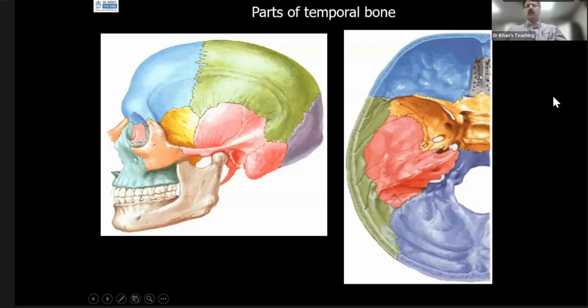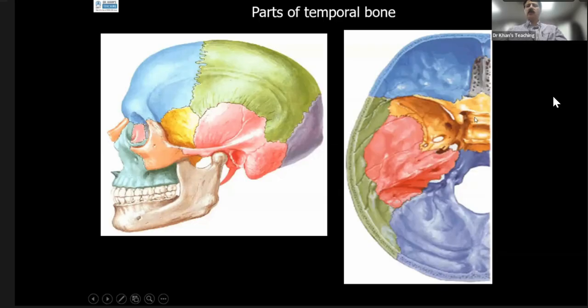So, without going into details, let's see the base of skull, beautifully seen on this diagram. Base of skull is made up of 5 bones. Out of these 5 bones, 3 are single midline bones, and 2 are paired bones. Paired bones include the frontal bone and the temporal bone. The midline single bones include the ethmoid, then the sphenoid, and then the occipital bone.